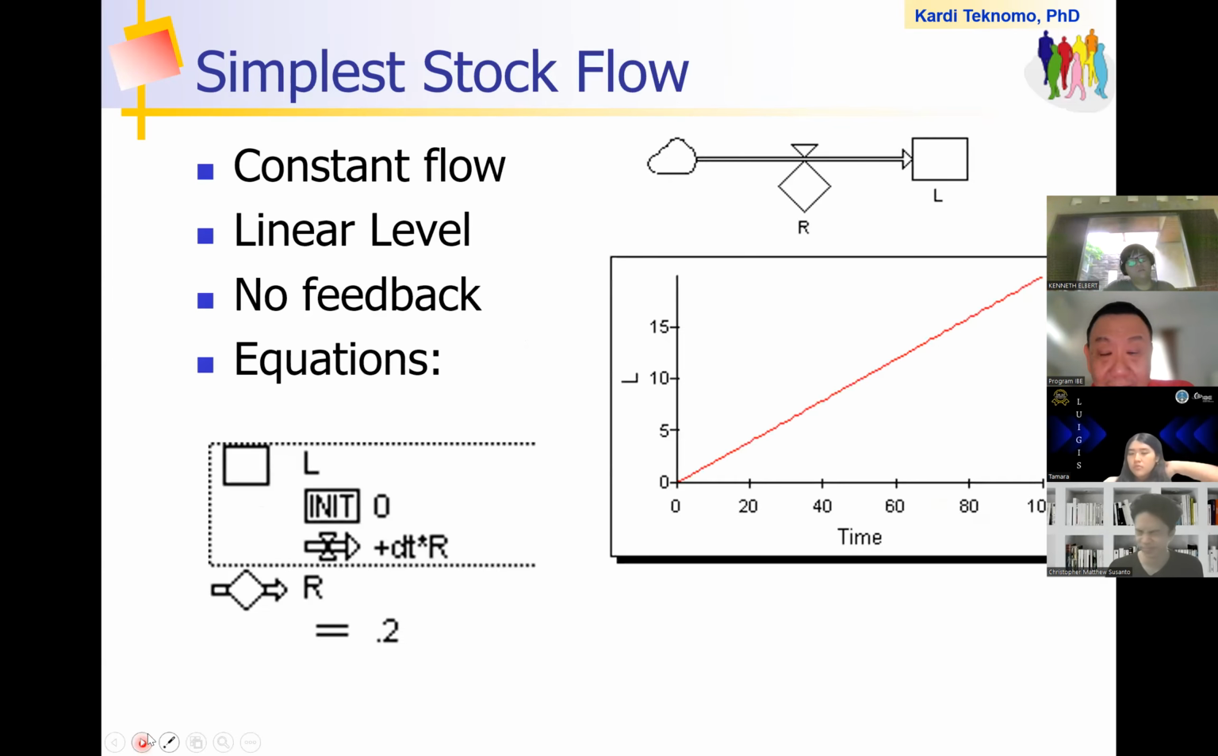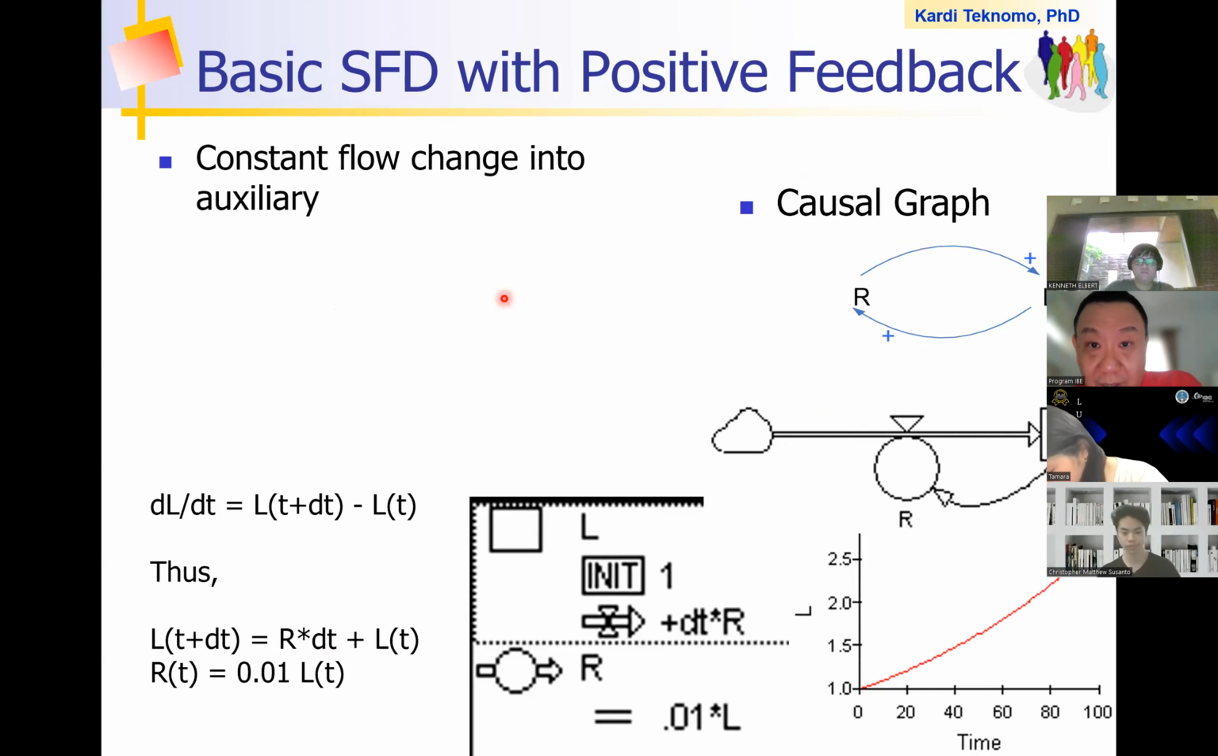Okay, with that, we can start to develop the differential equation or difference equation using this diagram. So suppose you have a constant flow with a linear level with no feedback. R here is the rate, L is the level. Initially the level is 0, and this is the difference equation, and the rate is constant. Then this is the chart that you will create. This is the simplest stock flow diagram.